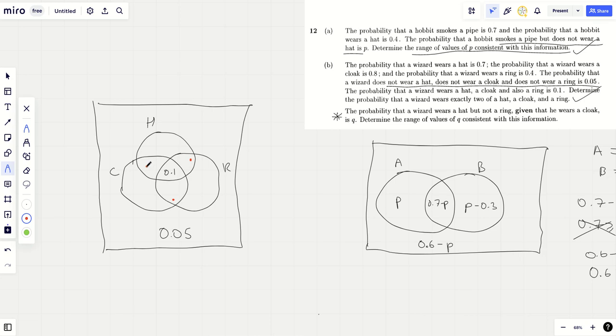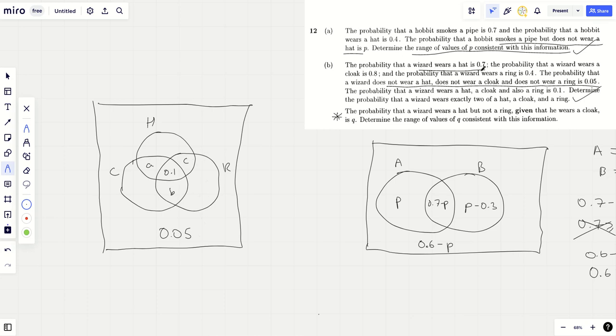Yeah, because this is hat and cloak and not ring, this is cloak and ring and not hat, and this is ring and hat but not cloak, and so you definitely need those 3 regions. We want to look for that. Now I called them A, B and C, A, B, C, and then I thought, oh, I can add the information at the top.